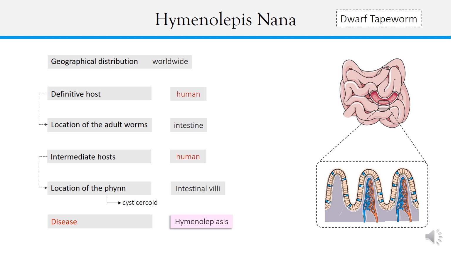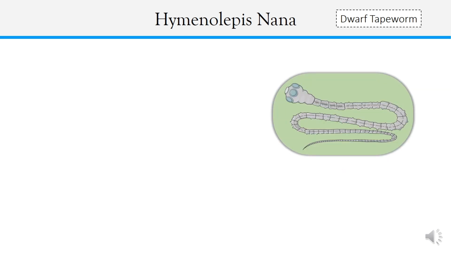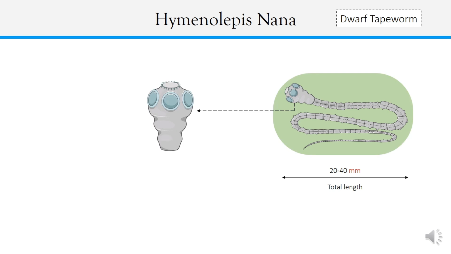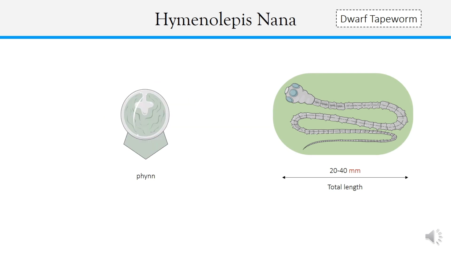The disease is called hymenolepiasis. Let's look at the schematic illustration of this parasite. It is not so long as the previous one. It is approximately 20 to 40 millimeters of total length. It is equipped with hooks and suckers. And this is a schematic illustration of the fin. The name of the morphological type of this fin is cysticercoid.